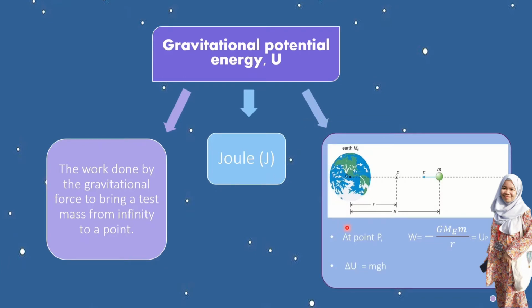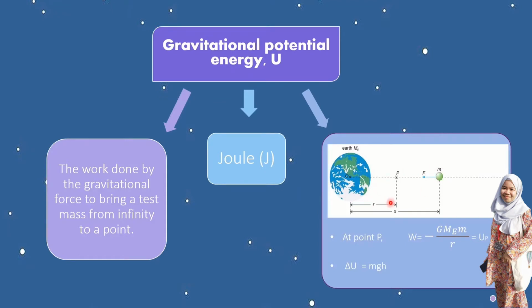Okay, in the diagram here, we can see that at point P, we can have an equation, which is W, the work done, equal to negative G times mass of the Earth times mass of the body mass divided by R, the radius of the Earth. This work done equation can also be written as gravitational potential energy, which is U.